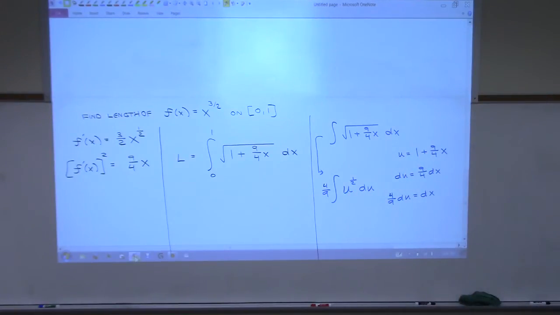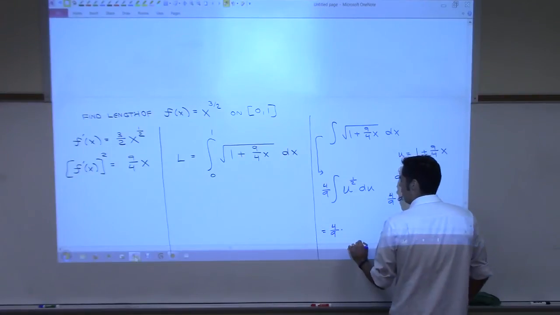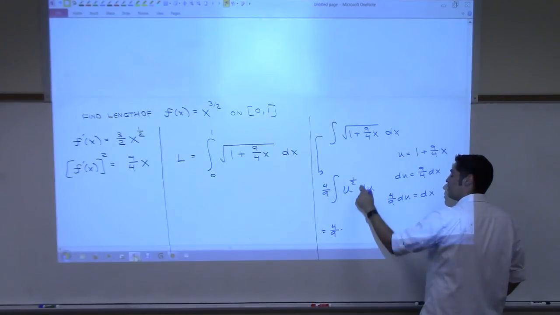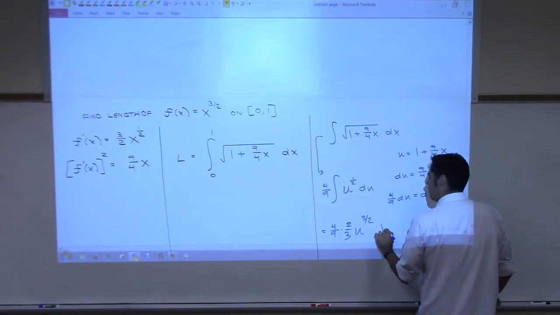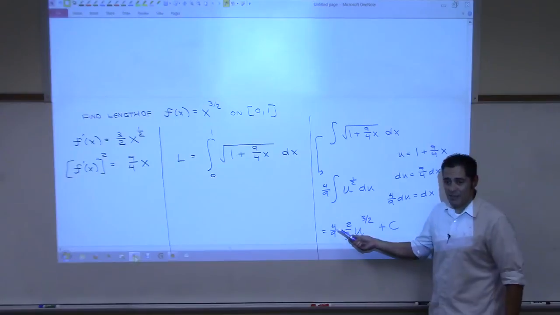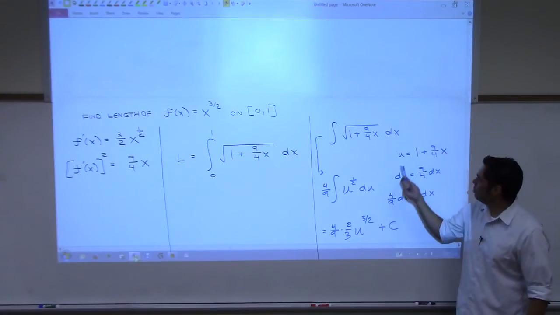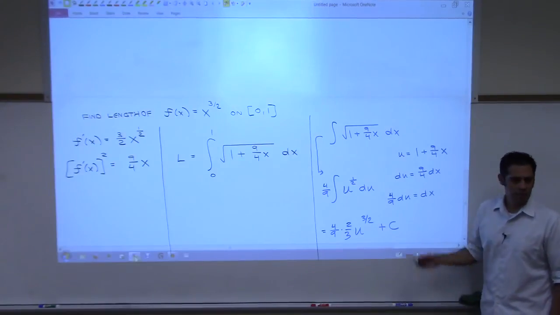And we can integrate that, power rule, right? So this will be 4/9 times, add 1 to that, we get what, 3/2. So we put a 2/3 out front, u to the 3/2, plus some constant. So it's looking like 8/27 u, which is all of this, to the 3/2. Yeah? That's our antiderivative. Questions?